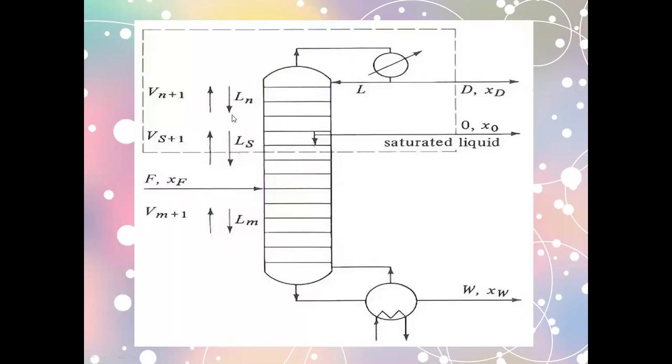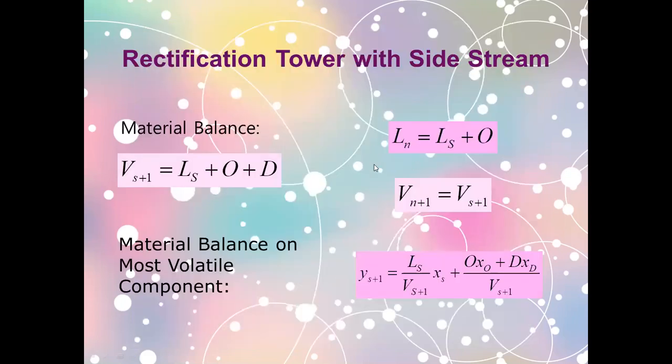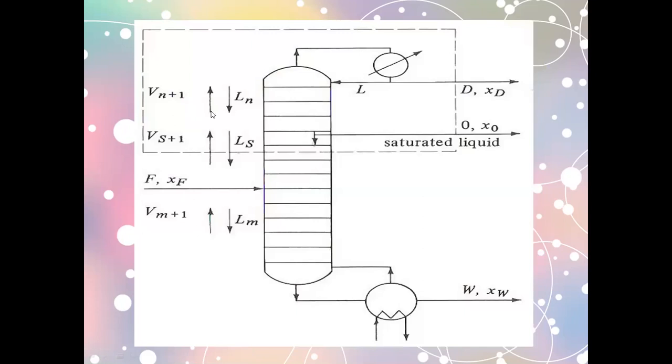Ln is equal to Ls plus O, because if we take, for example, this particular plate or stage as our basis, Ln is the stream entering this stage, and Ls and O are the streams leaving this stage. So Ln is equal to Ls plus O, as you can see here. And V sub n plus 1 is automatically the same as V sub s plus 1.